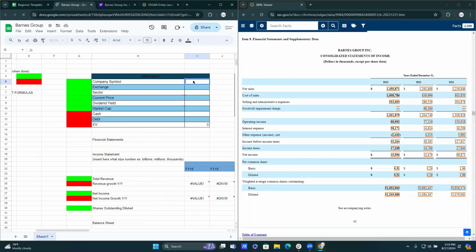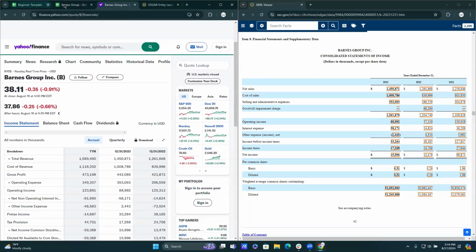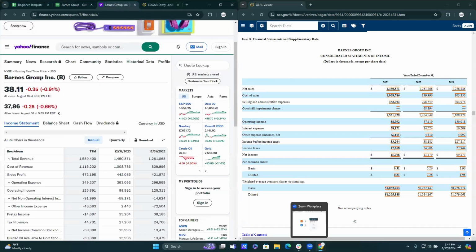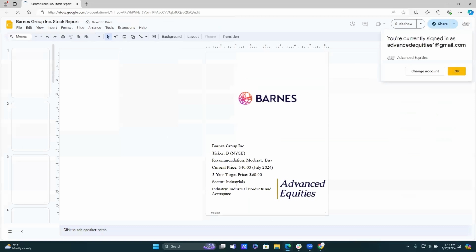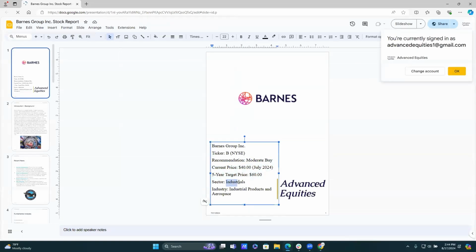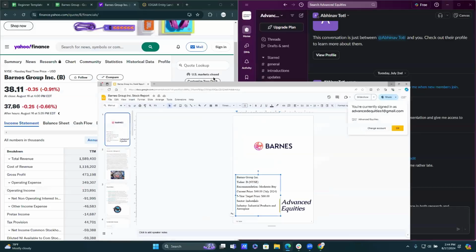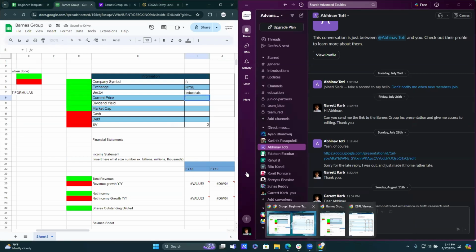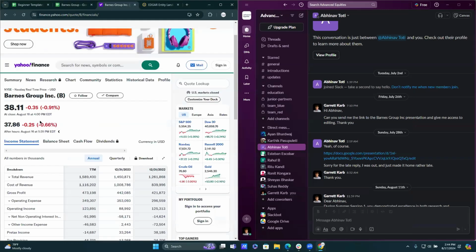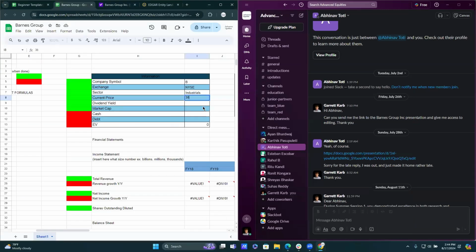Okay, so we'll type in B, our symbol. We know that exchange should be NYSE. The sector is, I think it's pharmaceutical. Let me double check Abhinov's report. Here it is. And let's see what he said about this. It is in the industrial products and aerospace. Not sure why I was thinking it was pharmaceutical. Right. And then the current price today is $38.11.